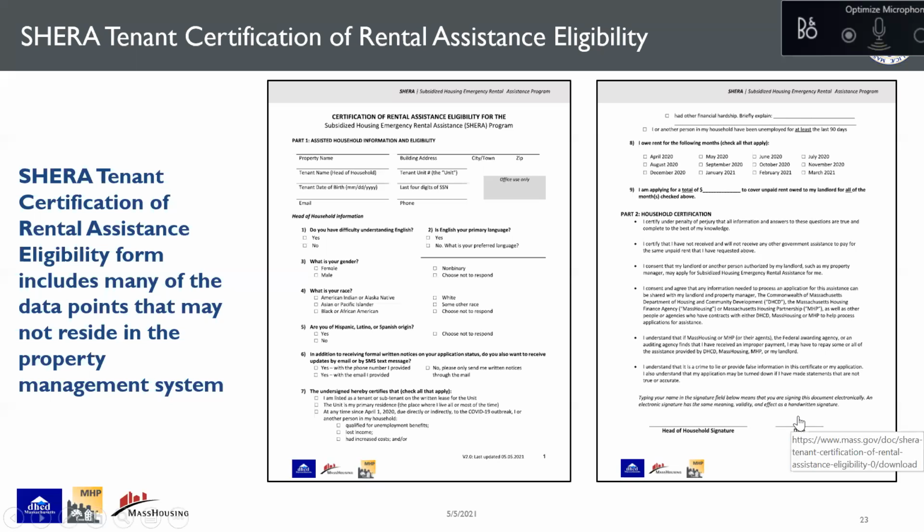In the form, the tenants are asked to specify the months for which they owe rent and provide the total dollar amount of arrears they owe. And as previously mentioned, the resident is also certifying that they have not received any other government assistance for the same rent arrears that they are applying for under SHERA.